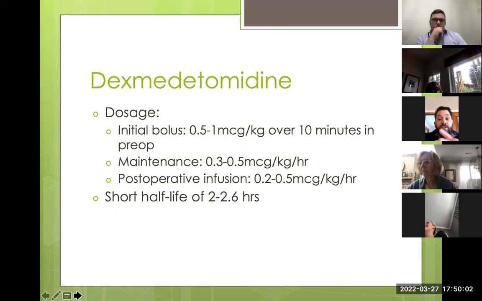The half-life is a lot shorter, as you see. It's 2.5 hours compared to 18 hours with clonidine.